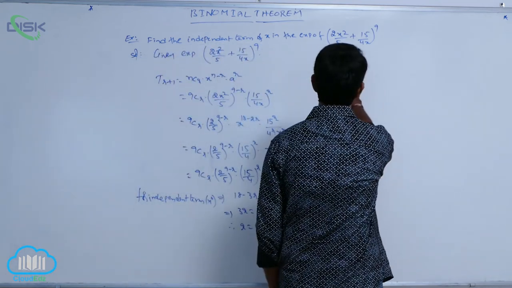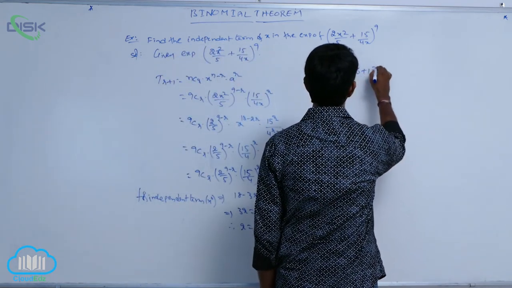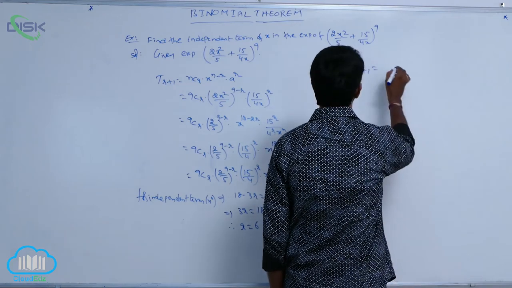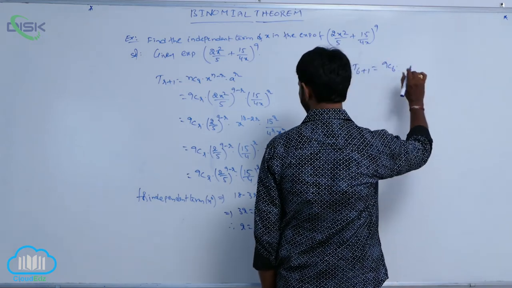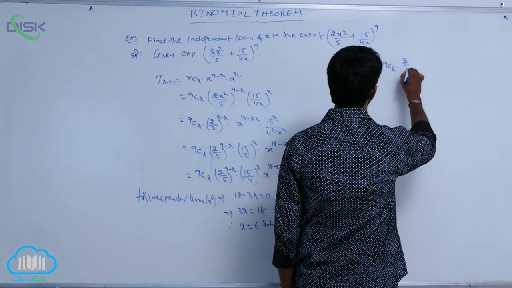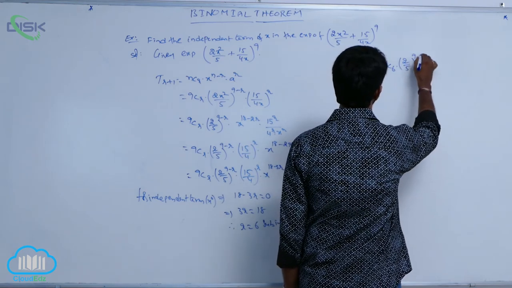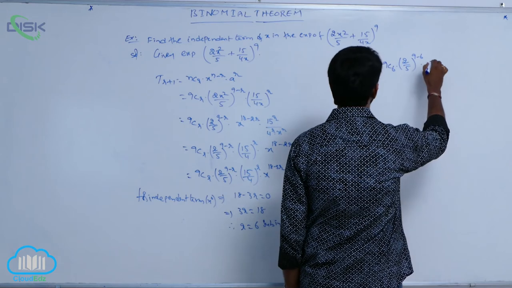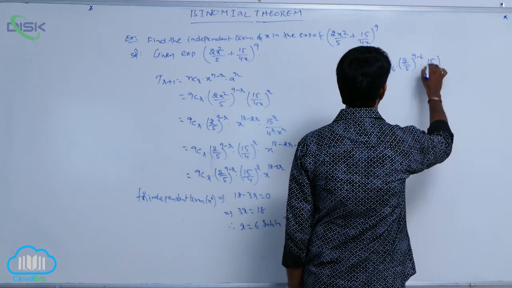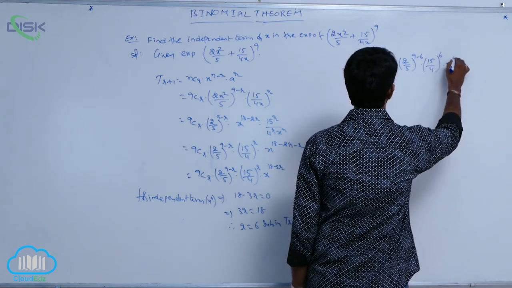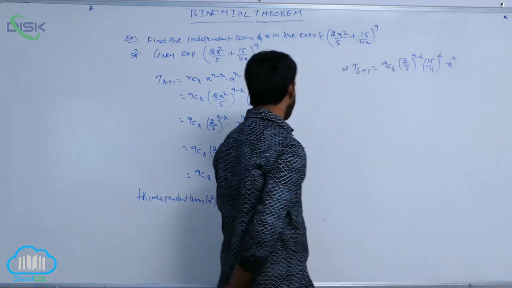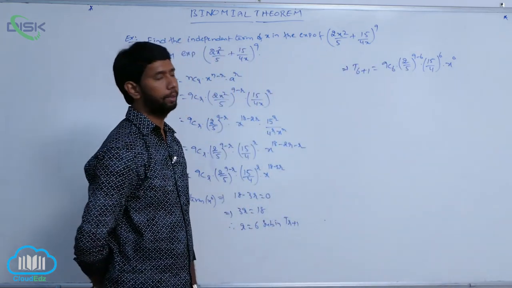Substituting in T(r+1), T(6+1) is equal to 9C6 into (2/5) whole power 9 minus 6 into (15/4) whole power 6 into x power 0, that is, x power 18 minus 18.